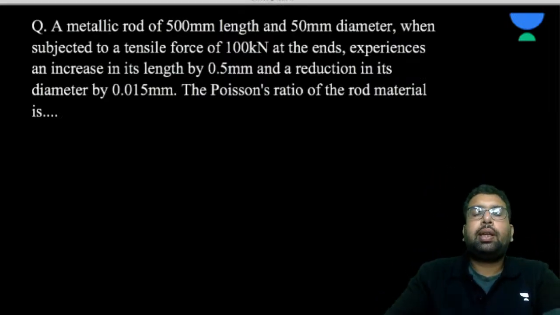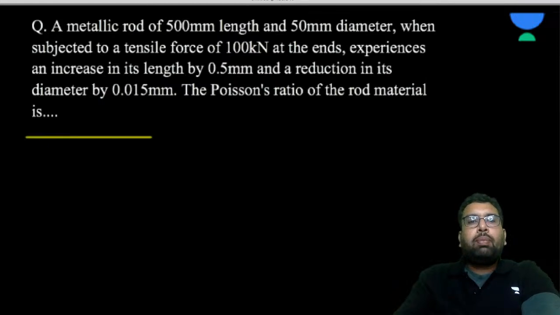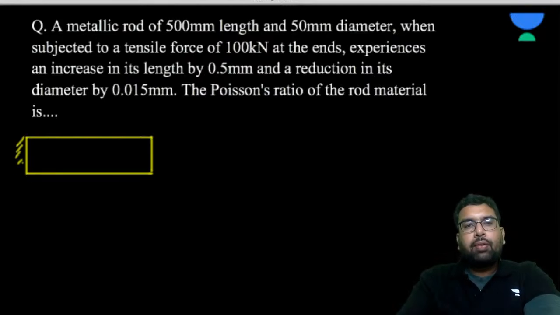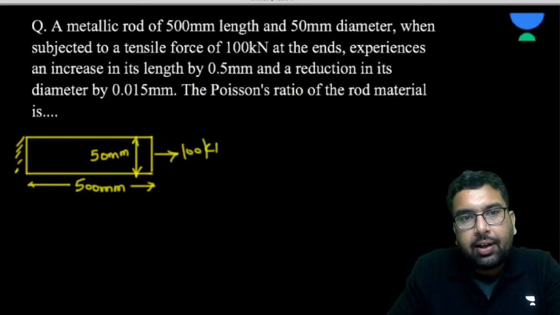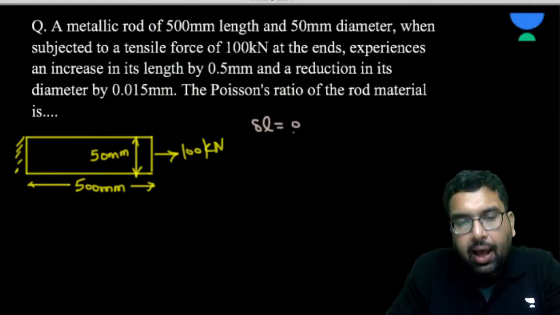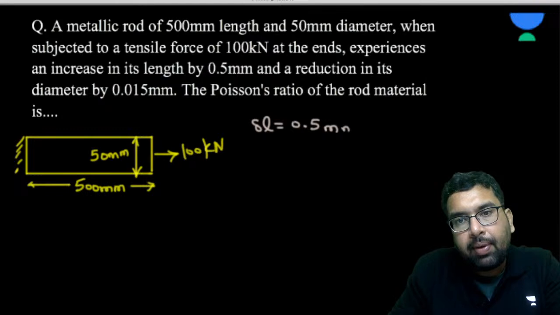Now, see, very simple. It says a metallic rod is there whose length is 500 mm and the diameter is 50 mm. When subjected to a tensile force of 100 kilonewtons, it experiences an increase in length of 0.5 mm, and the length is 500 mm. And the diameter is reduced. So the diameter is reduced, that means delta D is minus 0.15.